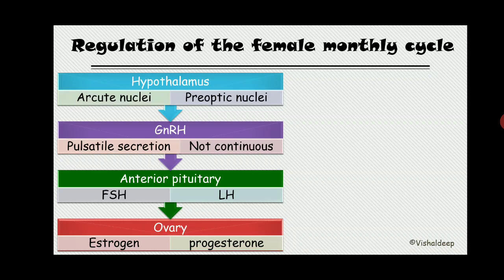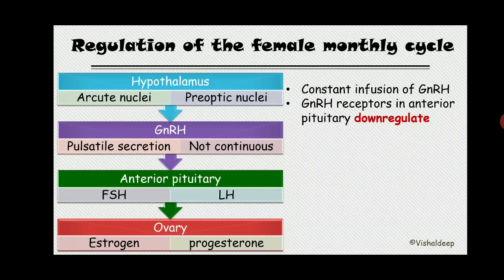Now if the GnRH is constantly infused continuously, then the GnRH receptors in the anterior pituitary become down regulated, the number of receptors decreases, and the LH secretion will ultimately become 0.